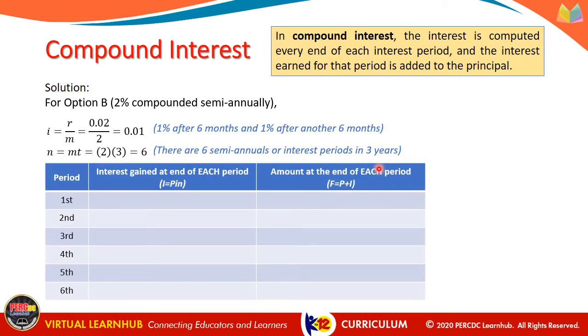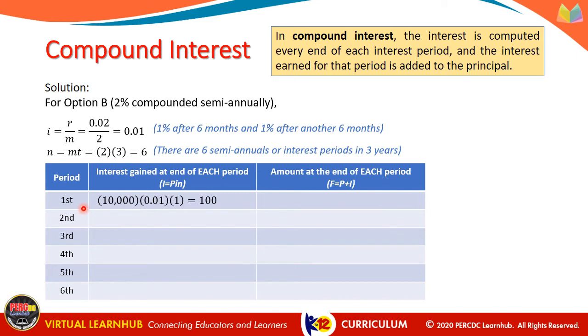Let's make this table again so we can see what's happening with the investment. On the first column, we have period: first, second, third, fourth, fifth, and sixth. There are 6 semi-annuals or interest periods in 3 years. In the second column, we have interest gained at end of each period. And on the third column, we have amount at the end of each period. Okay. Let's note again that in compound interest, the interest is computed every end of each interest period, and the interest earned for that period is added to the principal.